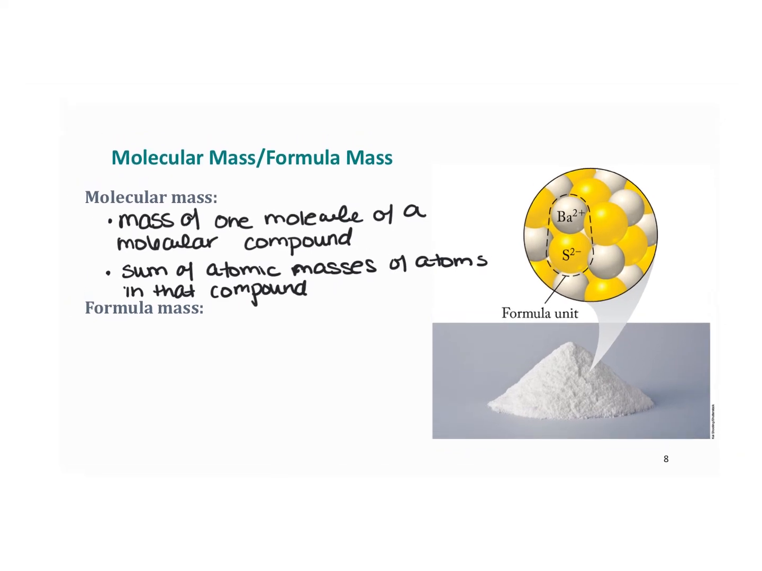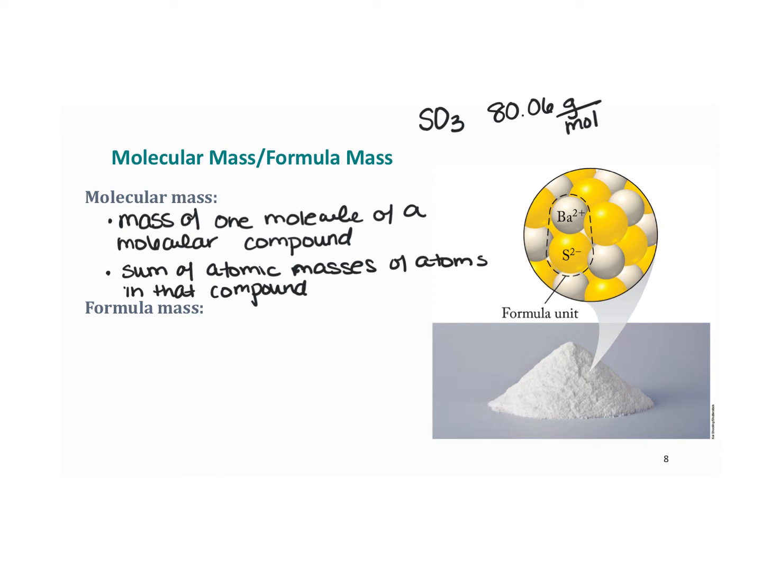And so that's what we saw with sulfur trioxide on the previous slide, SO3. We would add the atomic mass of sulfur and the atomic mass of 3 oxygens. We add those up, and we get 80.06 grams per mole. That's what we see there, or U per molecule, depending on what you're using.